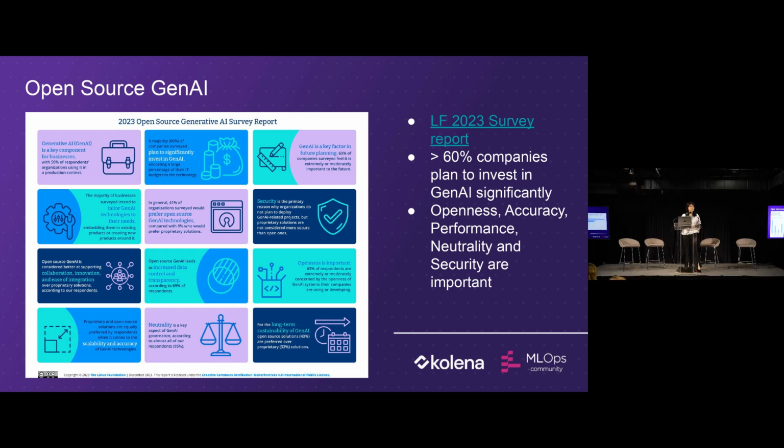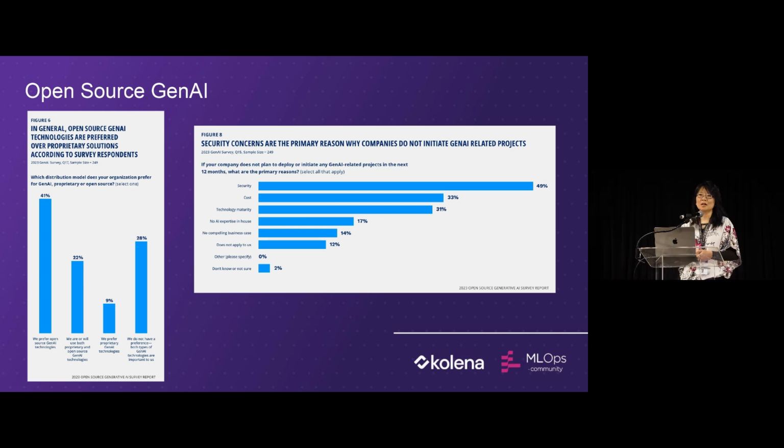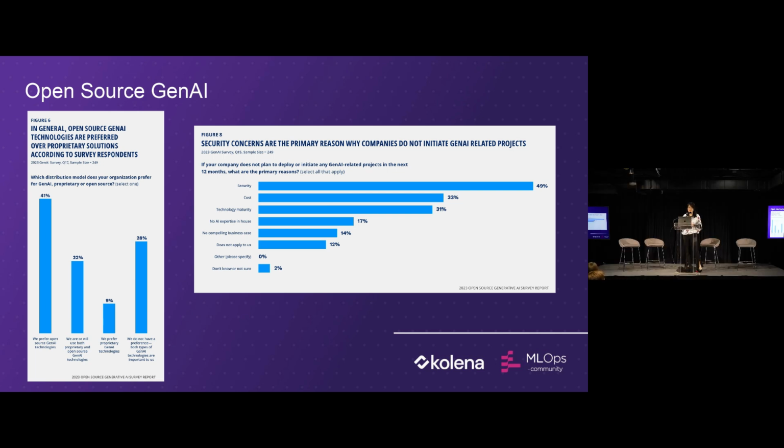Next, I want to share some detailed information. First of all, as you can see from the left chart, only 9% of the people say they want to use proprietary technologies. Most of the people want either purely open source or a combination of open source plus proprietary technologies.